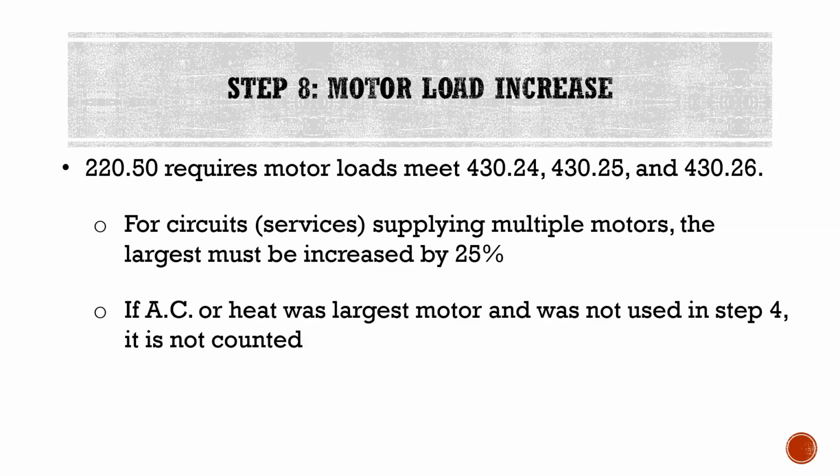However, if back in step number 4, you didn't use the AC and instead you used the heat, we know we don't care about the AC motor anymore. It's been removed from the calculation here. In other words, even if it was the largest motor, if we didn't use it in step 4, we're not going to count it in step 8 either. So we have to find the next largest motor. Now for us, in our particular calculation here, the only other motor that we had besides the AC was our quarter horse 120 volt garbage disposal. So that would be the motor that we would use in step number 8 for this.